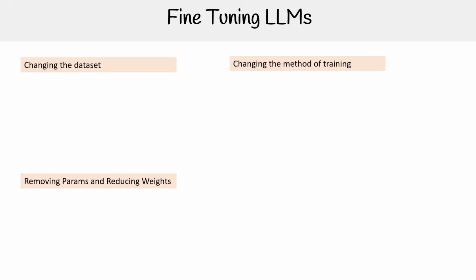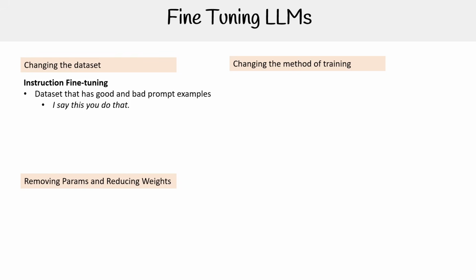So let's now talk about the types of fine-tuning we can do, because there are a lot of approaches we can take to fine-tuning. And this is not even exhaustive, but let's talk about changing the data set. The data you're going to put in there, we could do instruction fine-tuning. That's where we take a data set and tell it exactly what we want, like, I say this, you do that. So you're giving an example of what a person says and what the outcome is. So that's instruction fine-tuning.